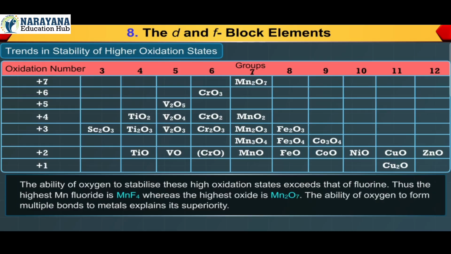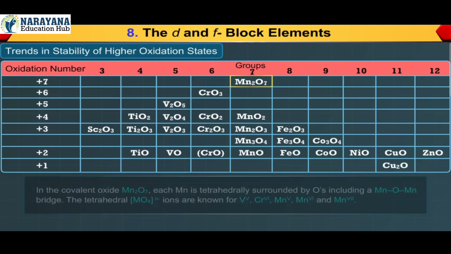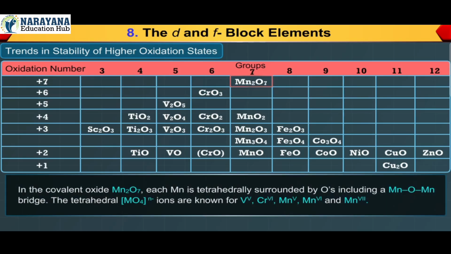The ability of oxygen to stabilize these high oxidation states exceeds that of fluorine. Thus, the highest manganese fluoride is MnF4, whereas the highest oxide is Mn2O7. The ability of oxygen to form multiple bonds to metals explains its superiority. In the covalent oxide Mn2O7, each manganese is tetrahedrally surrounded by oxygens, including a Mn-O-Mn bridge. The tetrahedral MOn− ions are known for vanadium(V), chromium(VI), manganese(V), manganese(VI), and manganese(VII).